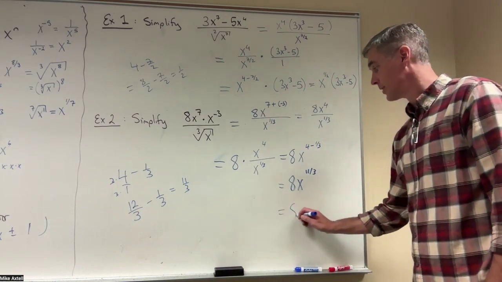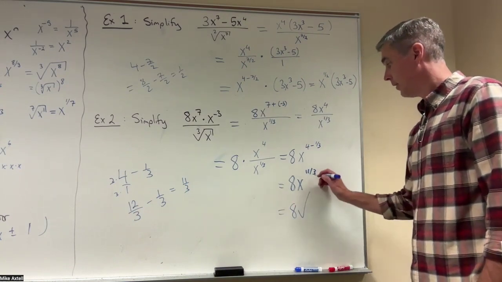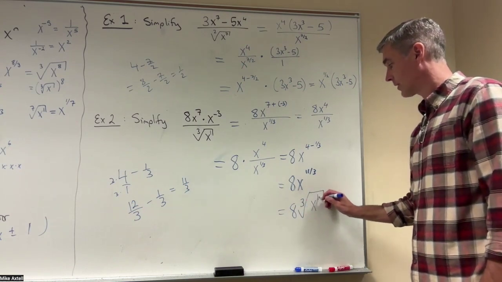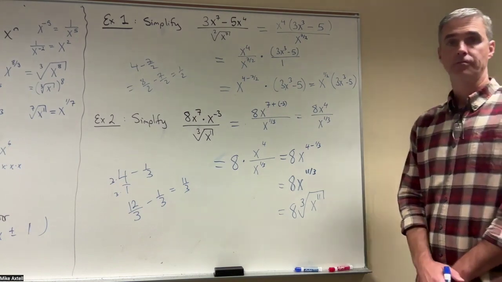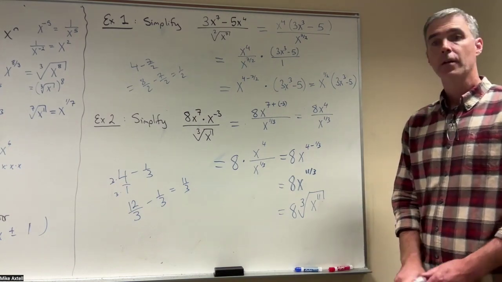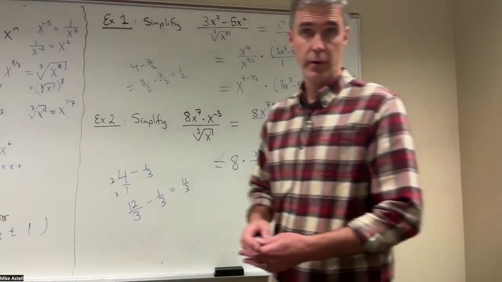And if you really want to see it as a radical, the 3 in the denominator tells a cube root, and then it's an x to the 11th underneath the radical. So either of those two forms is perfect. All right, so let's go on and do some derivatives now.